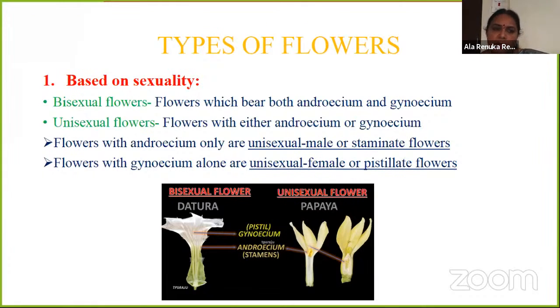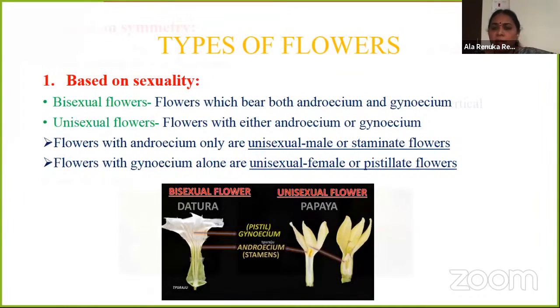So there are two types based on sexuality: bisexual flowers and unisexual flowers. If a flower has both androecium and gynoecium, it is bisexual. If it has either androecium or gynoecium alone, it is unisexual. Unisexual staminate male flowers, unisexual pistillate female flowers.